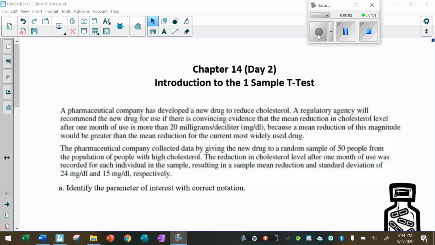Hello guys, welcome back. Chapter 14, Day 2, Introduction to the One Sample T-Test. Alright, so what I'm going to do today, I'm going to do this as efficiently as I can, as I'm going to show you the one sample t-test.